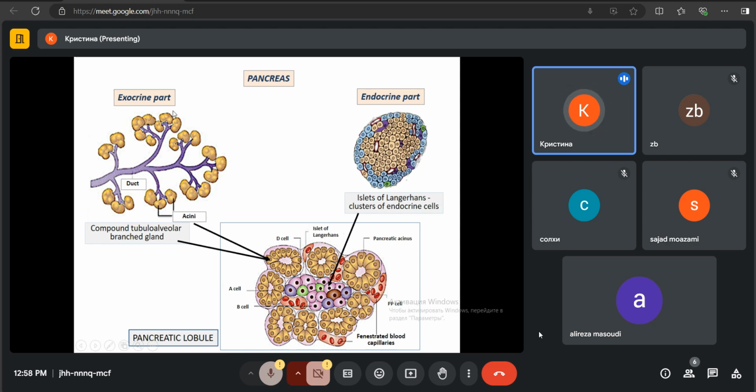Exocrine part is the compound tubular alveolar branched gland, which includes secretory portions called acini and system of ducts. Endocrine portion is composed of insulocytes, the cells of the islets of Langerhans, endocrine cells. They have no ducts because they should release their hormones directly to the blood capillaries of fenestrated type.